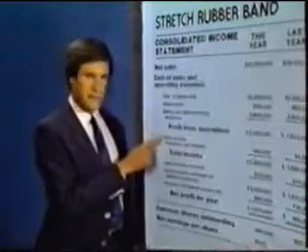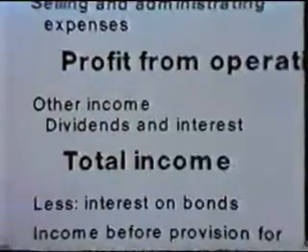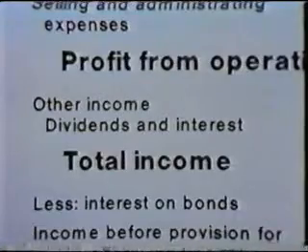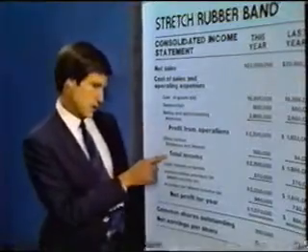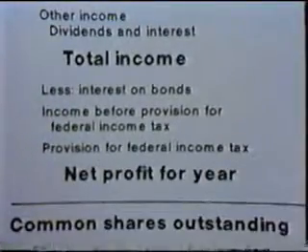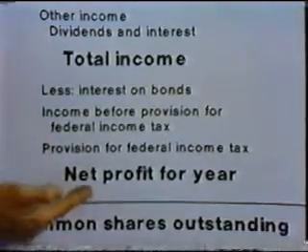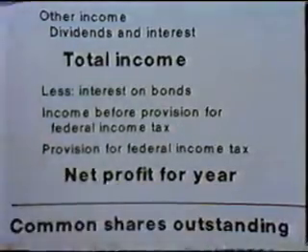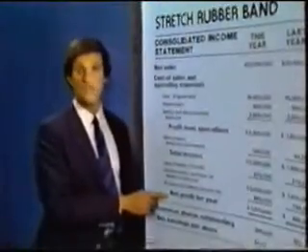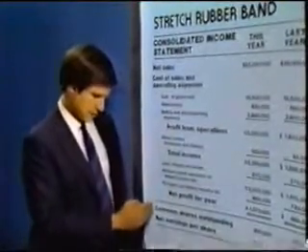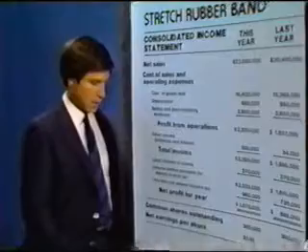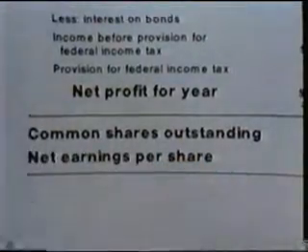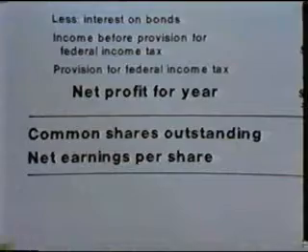The company makes a little money on the side. This is dividends and interest money from its own investments. So you add this money to profit, you get total income. Stretch also had to pay some interest on bonds, and set aside a little money for the federal government, taxes. So after you subtract, you get this bottom line item here, net profit for the year. Then you go to the very bottom line, this section here. This is net profit spread out over all the company's shares of stock, or earnings per share. Remember earnings per share? If you don't, you might want to roll back to segment 2. It's the E in PE.